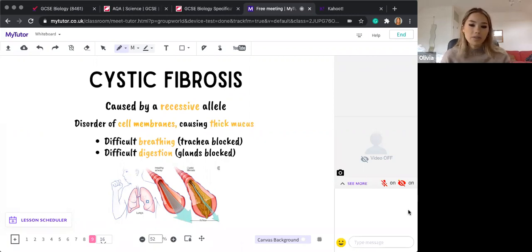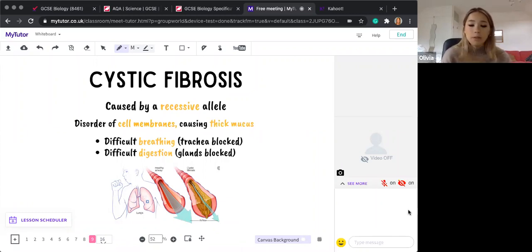Okay, so our first one then, cystic fibrosis. You might have heard of cystic fibrosis, you might know a little bit about what it is. Cystic fibrosis is caused by a recessive allele. So there is a gene that controls the development of cystic fibrosis. Now, most people have a dominant allele on that gene, and they're okay. They have normal cell membranes. Remember, cell membranes are found around the outside of the cell. And they have normal mucus in their body, in the windpipe and the trachea and so on.